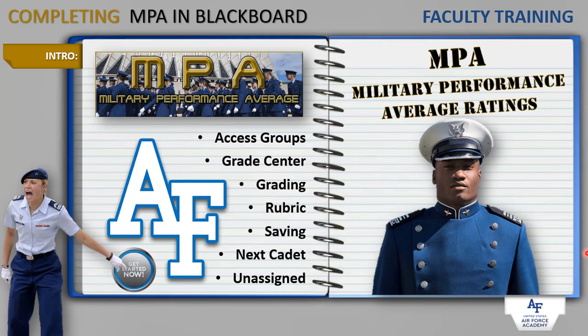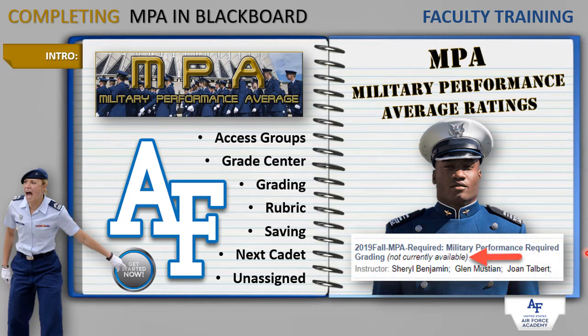Go to the Grade Center. We'll look at some grading. We'll look at the rubric itself, and then actually saving it, which seems pretty simple. You just hit the save button, but some problems have happened in the past where things were not saved. And so anyway, going on to the next cadet, and then those unassigned cadets that aren't a part of your assigned group.